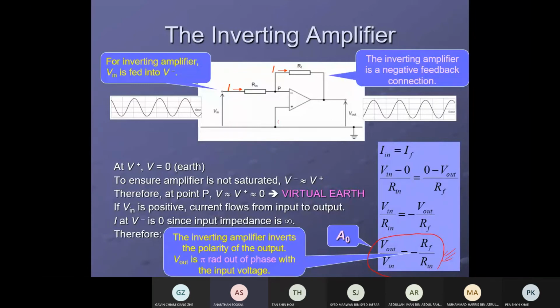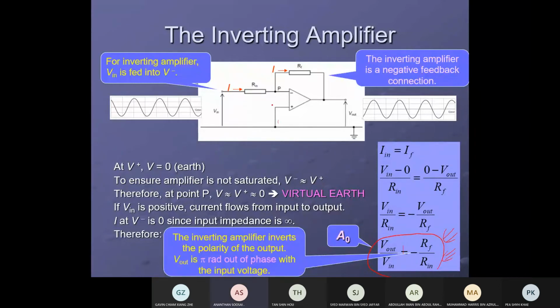In the exam, you need to know how they got this formula. This derivation, you need to know, it's in your syllabus. Derive the gain formula for the inverting amplifier, negative RF over R in. They can ask a 2 or 3 marks question. So this flow, you should know. Now check how they end up at this gain formula.